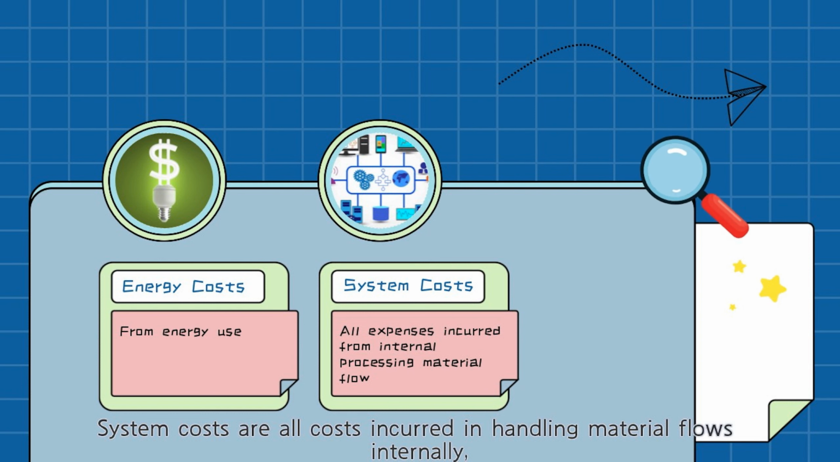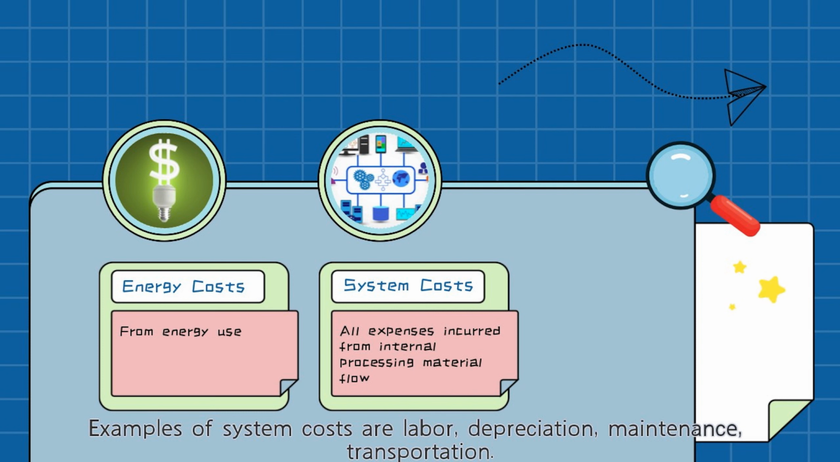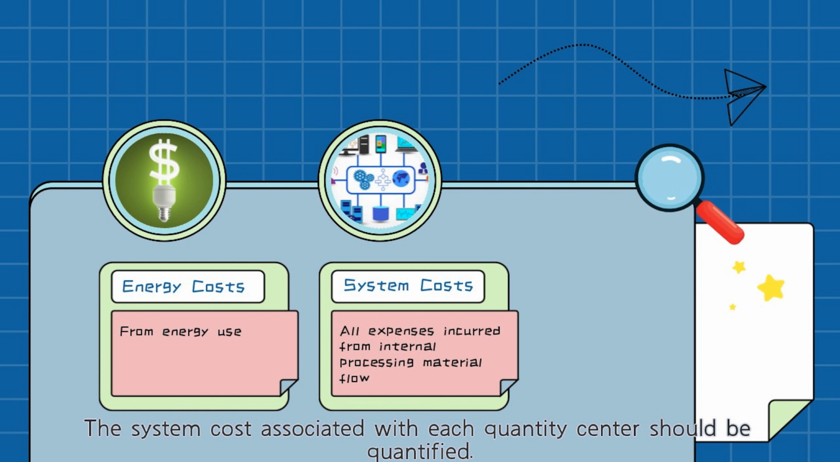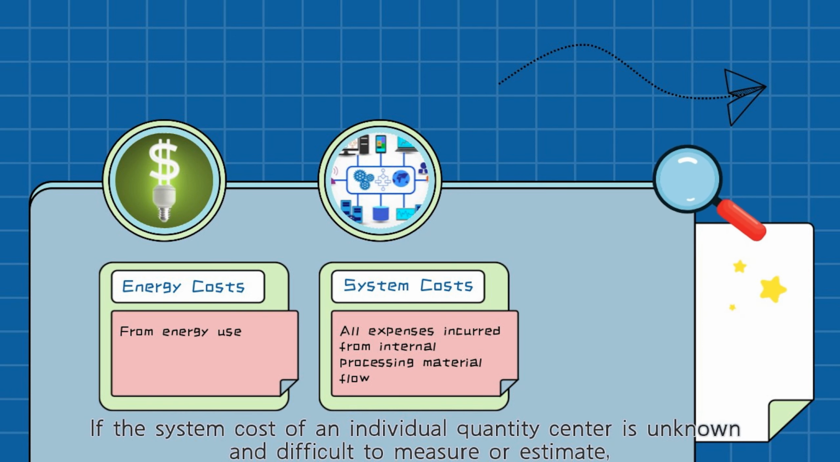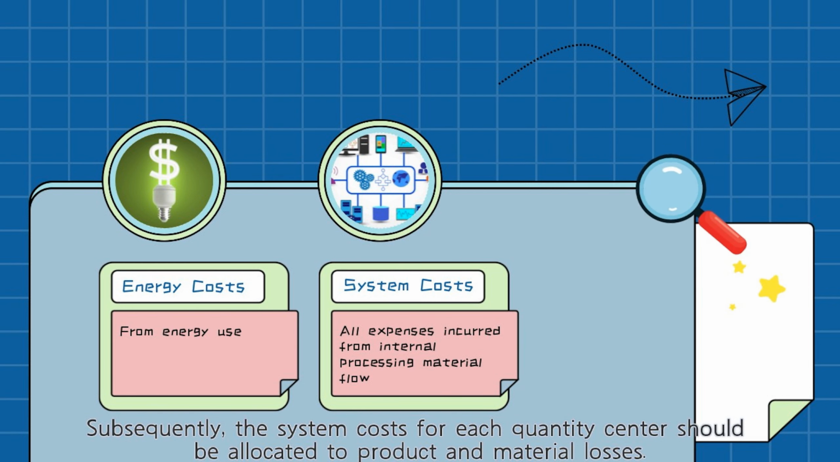System costs are all costs incurred in handling material flows internally, excluding material costs, energy costs, and waste management costs. Examples of system costs are labor, depreciation, maintenance, transportation. The system cost associated with each quantity center should be quantified. If the system cost of an individual quantity center is unknown and difficult to measure or estimate, it is necessary to assign the total system cost of the selected process to the quantity center. Subsequently, the system costs for each quantity center should be allocated to product and material losses.